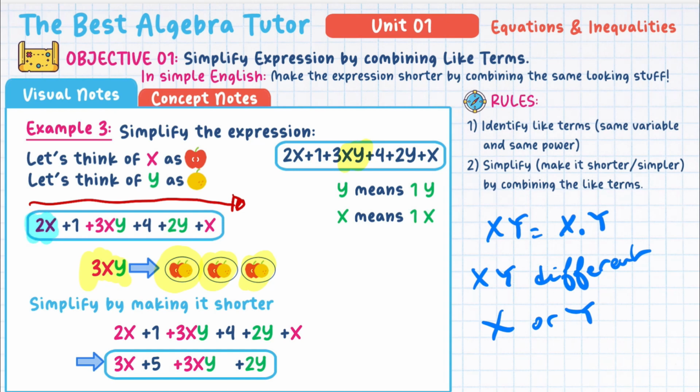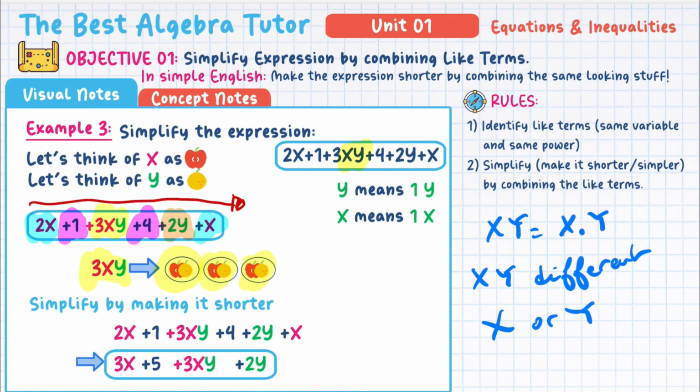So 2x, I'm moving from left to right. Do I have another x? Absolutely, right here. So I'm going to color code it the same. And then moving from left to right, I have my 1. Do I have another number somewhere? Yes, right here. And then my xy, it's only by itself, and my y is also by itself, okay?